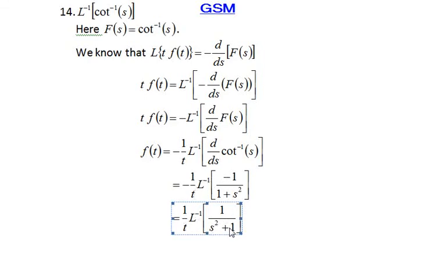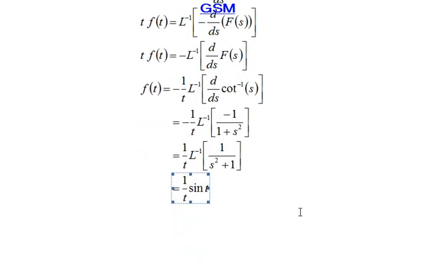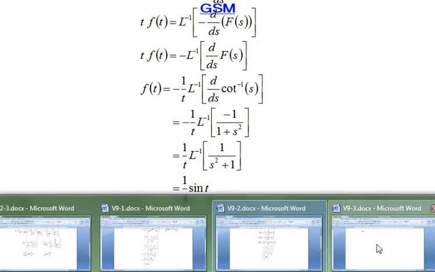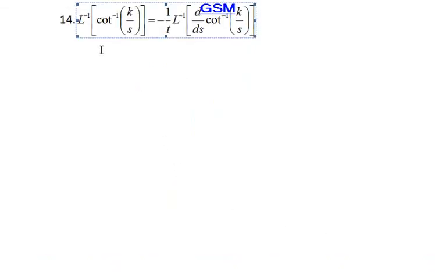Differentiation of tan inverse of x equals 1 by 1 plus x squared. Differentiation of cot inverse of x equals minus 1 by 1 plus x squared. By using that differentiation formula, we write here minus 1 by 1 plus s squared. So this minus becomes plus, remaining 1 by t, L inverse of 1 by s squared plus 1. What is the result of L inverse of 1 by s squared plus 1? That is sin t. So the answer is 1 by t sin t.